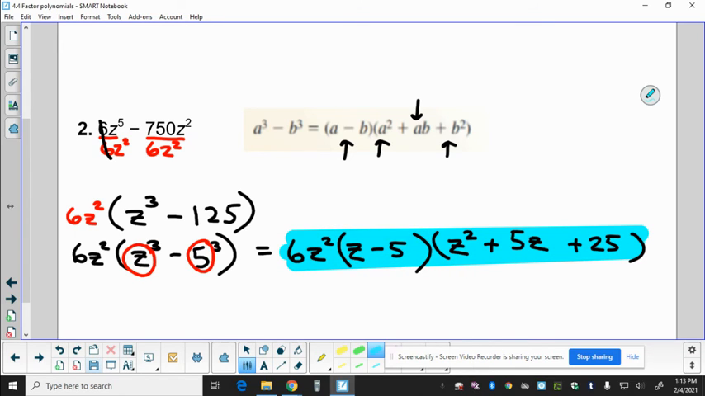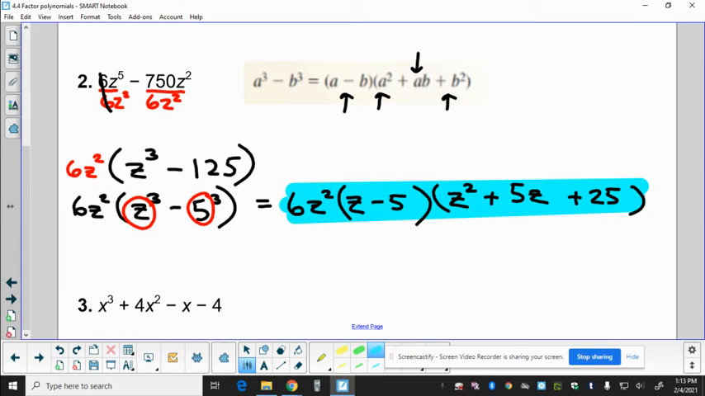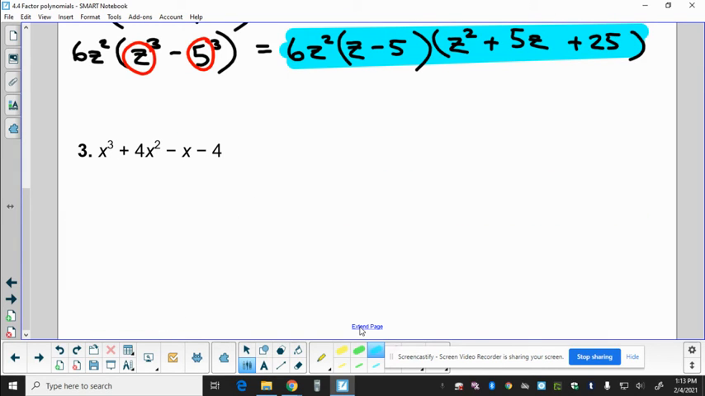All right, let's try a couple more. How about this question here? Now that should look familiar to you from a few months ago. Do you remember how to factor an expression that has 4 terms?